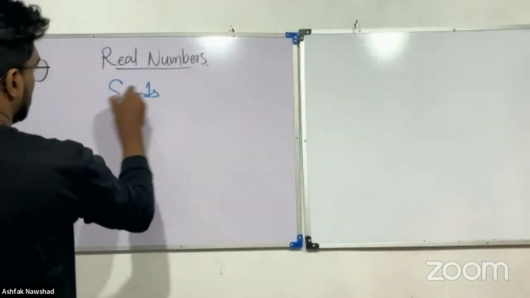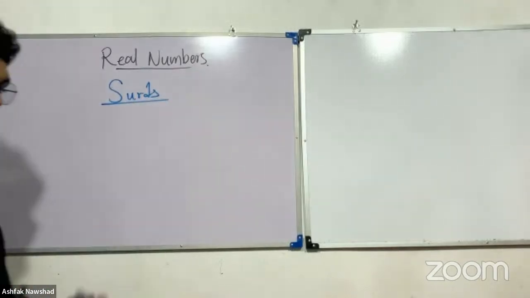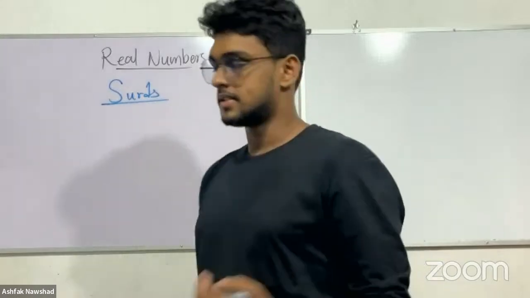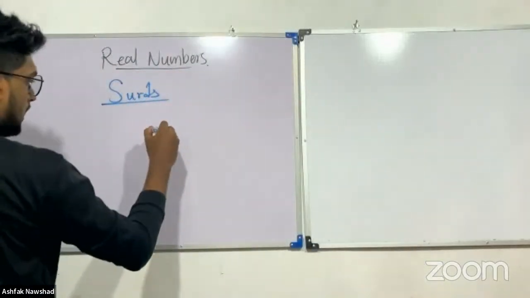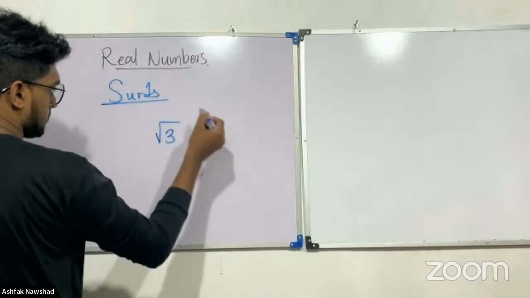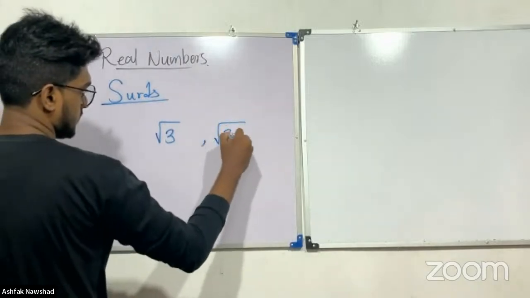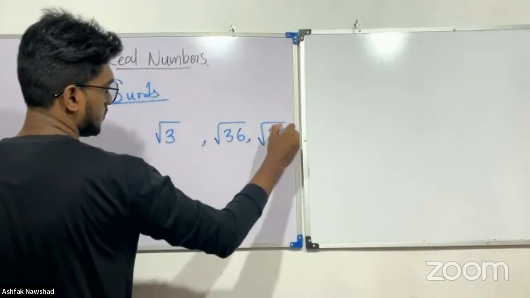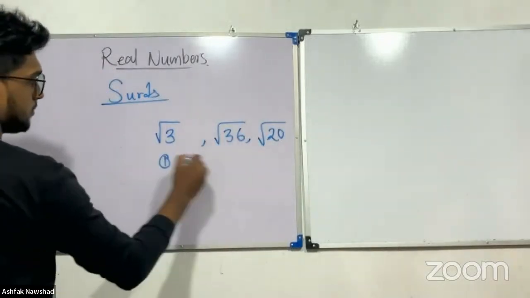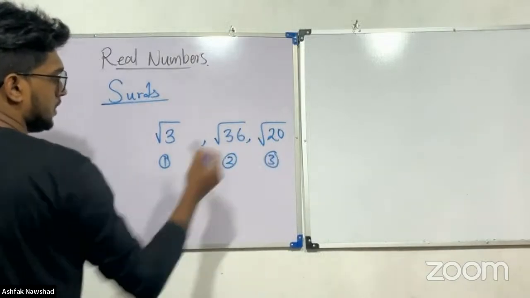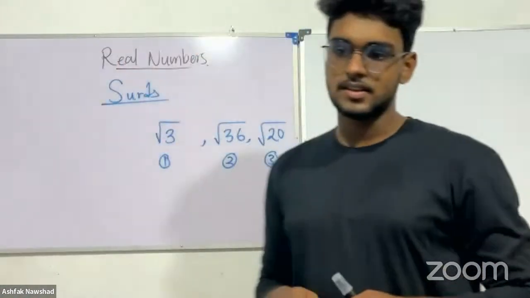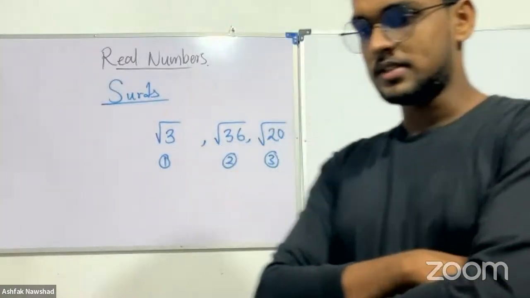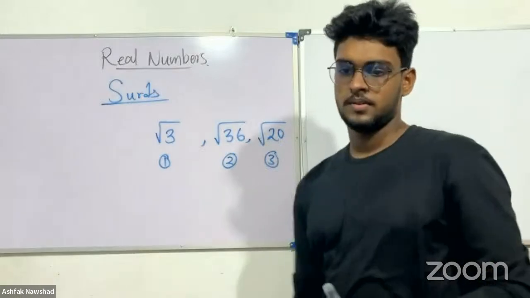I hope you remember, surds are the square roots of non-perfect squares. If I write 3 examples, numbered 1, 2, and 3, you have to select the surds out of these. This is just a recap. Try selecting the surds out of these 3.